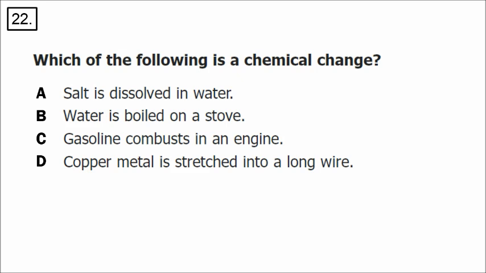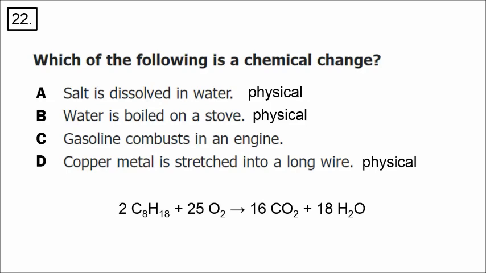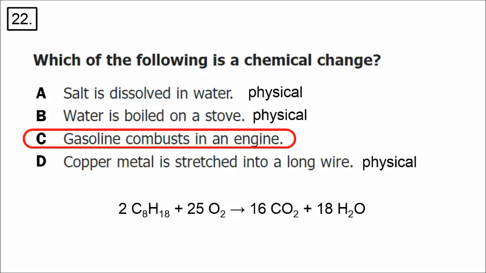Number 22, a chemical change. That means that 3 of these choices are physical. Salt dissolved in water is a physical change because we're not producing a new substance with different chemical formulas. Boiling water is still a physical change because we have not changed the chemical formula of water. And then just stretching a piece of copper metal retains its chemical identity. But burning something where it reacts with oxygen and produces carbon dioxide and water, that is a chemical change.